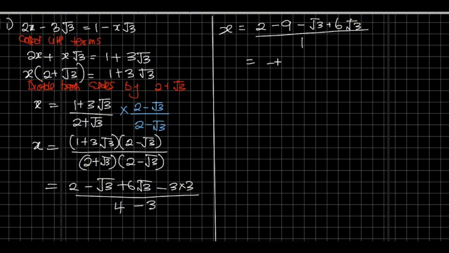So that will be 2 minus 9, which is minus 7, minus root 3 plus 6 root 3, that's 6 minus 1, which is minus 5 root 3. Okay, so minus 5 root 3. Oh, so plus 5. 6 minus 1, that's plus 5. So therefore, x equals minus 7 plus 5 root 3, and that is the final answer.